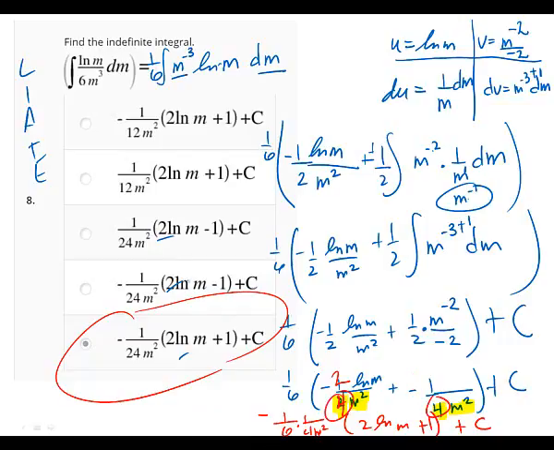I knew to do that because looking at this, I wasn't going to get close to any of those answers without a 2 in front. So I had to artificially add a 2 in somehow. I had to manipulate it to get the 2.